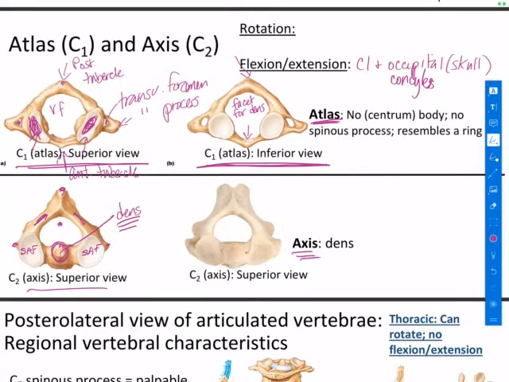So atlas sits right on top of dens. Now when you rotate your head, say you shake your head to say no to somebody, that movement occurs between atlas, or C1, and C2. Specifically, the movement is occurring between the superior articular facet of axis and the inferior articular facet of atlas.